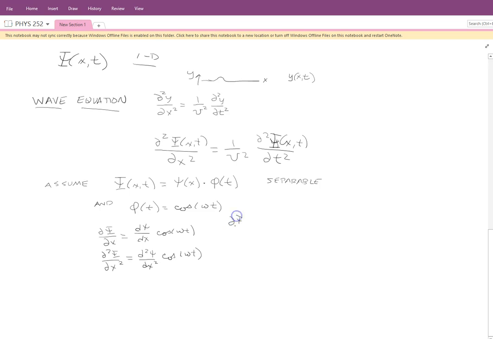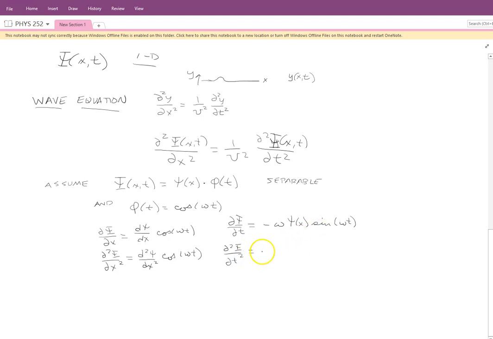Okay, now let's do the time derivatives. We'll do them over here. Let's do the first derivative with respect to t. Well, if phi is a cosine of omega t, the cosine is going to turn into a minus sign, and I'm going to pull out an omega. So I'm going to get minus omega times the little psi of x, that function, times the sine of omega t. And then we're going to take the partial derivative again with respect to time.